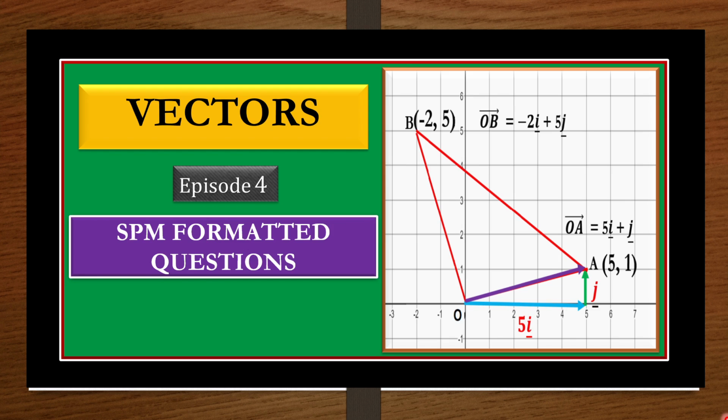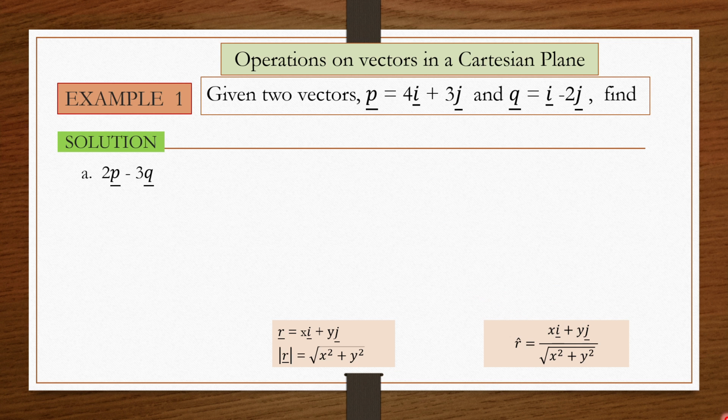In this video, we'll be seeing more examples on vectors in a Cartesian plane. Operations on vectors in a Cartesian plane. Given two vectors, p as 4i plus 3j and q equals i minus 2j. The first question you are asked is to find the vector 2p minus 3q.